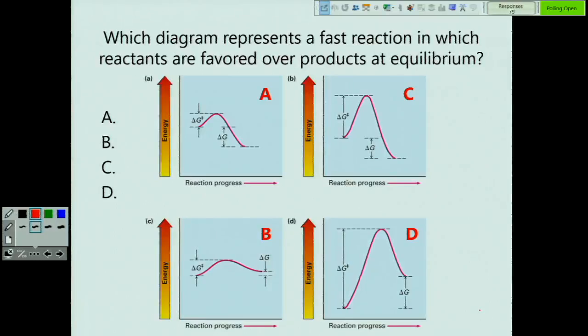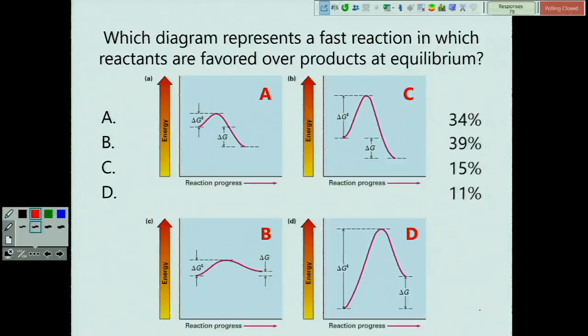So, the answer is, so for it to be fast, what needs to happen? There has to be a small activation energy. So C and D are out. They have a large activation energy relative to the other 2. For reactants to be favored at equilibrium, the relative positions need to be how? Reactants on the left. So you need to have products at a higher energy, right? So the answer is B.